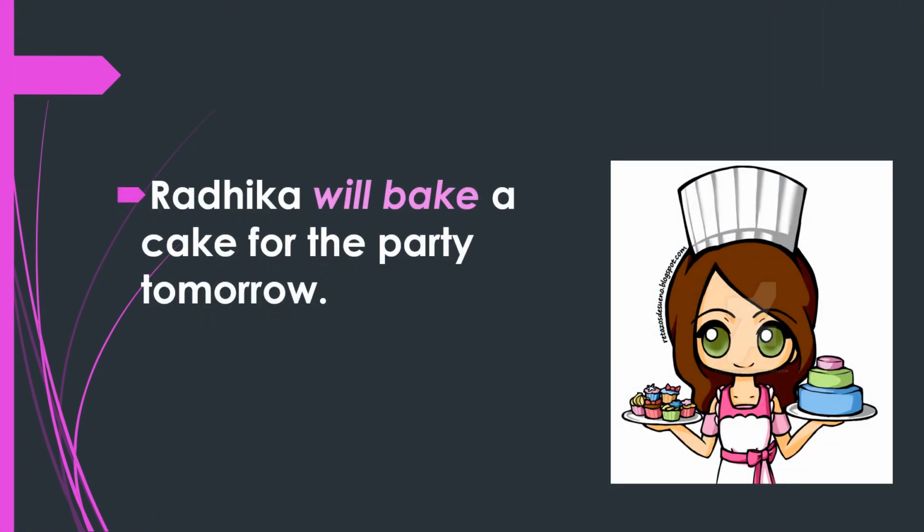The next example is, Radhika will bake a cake for the party tomorrow. Now children, if you notice, here again we are talking about an event that is going to take place in future, that is tomorrow. So we add will before the verb, that is bake, and make the sentence in the future tense. And the sentence becomes, Radhika will bake a cake for the party tomorrow.